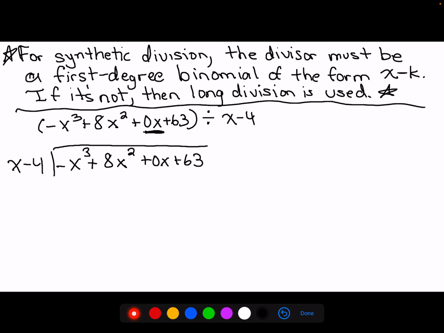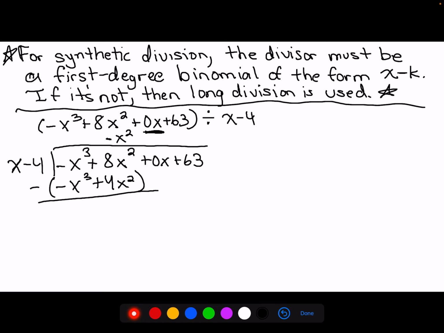All right, so x minus 4. The x times what would give me negative x cubed? Well, I know that that would be negative x squared. So keeping all my cubes and squares and x's and constants lined up over here, I get negative x cubed plus 4x squared. And since we're doing long division, we'll subtract.